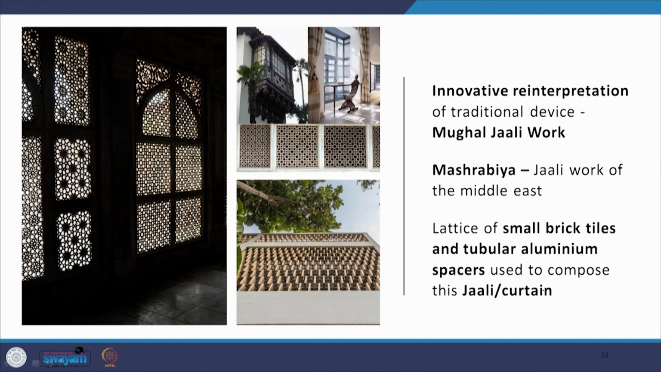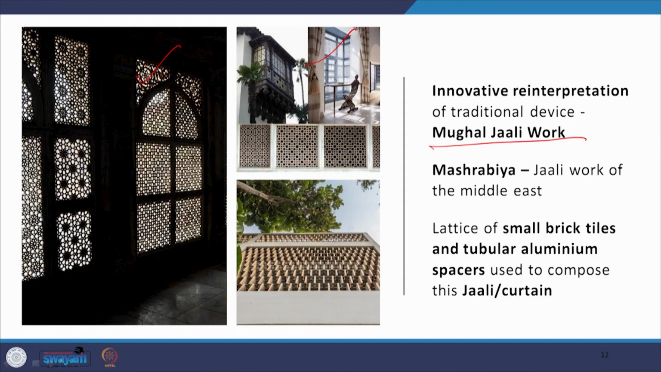Now, this is an innovative interpretation of existing traditional jali work. For example, the Mughal jali work that you find here, or the Mishrabia of Middle Eastern architecture. The jali work of the Mishrabia was not only a climatic response, but it was also a social response, because the women of the household could stay on the inside and look out while being in the privacy of their house, and people from outside couldn't look in. Also, it helped in providing an aesthetic to the building.